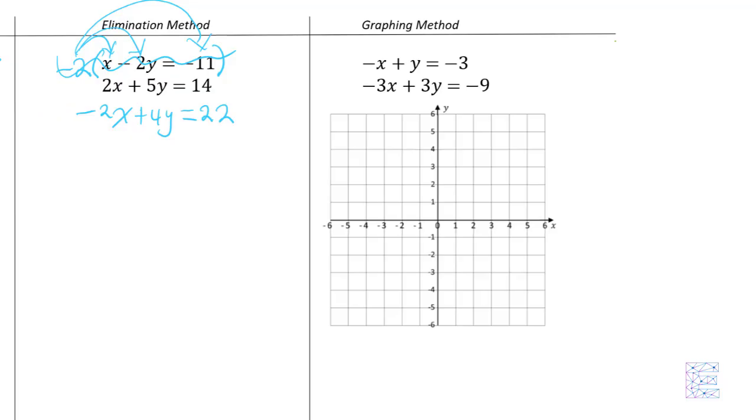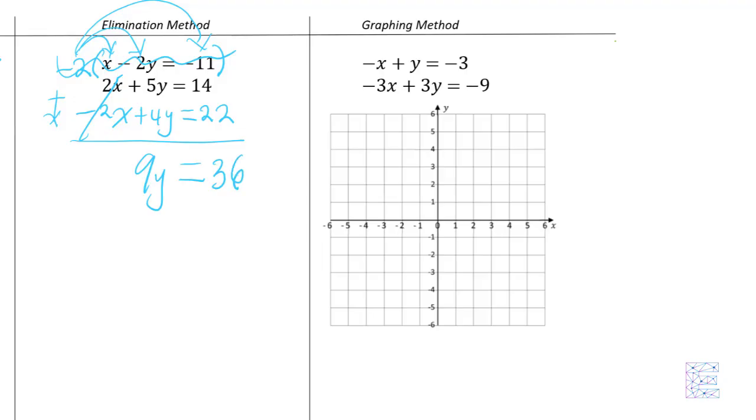And remember, with elimination, you're always striving to add. And as you add, either the x's or the y's have to cancel. Well, let's see if that happens as we add downward. 2 plus negative 2, gone. Mission accomplished. 5y plus 4y is 9y. And of course, we have 14 plus 22, which adds up to 36.